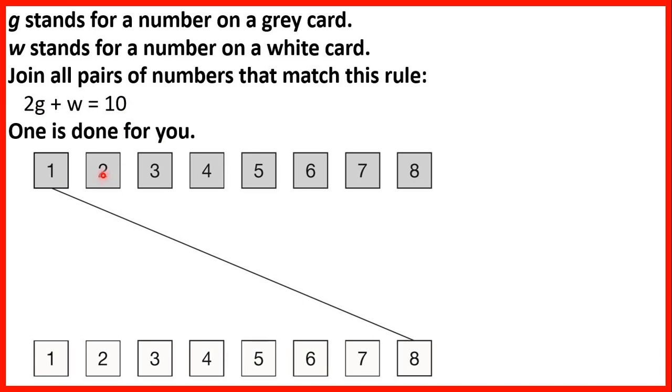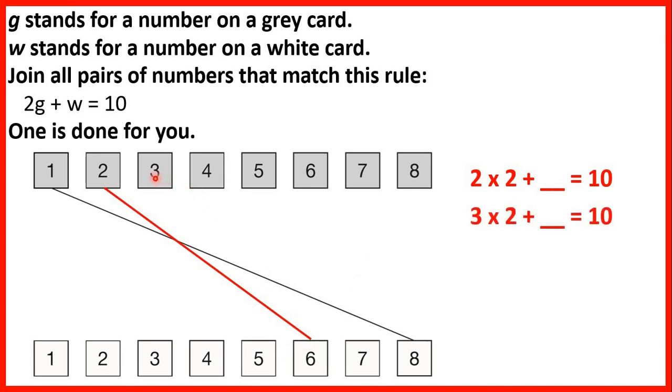So now let's see if we can match the number 2 on the grey card. So that gives us 2 times 2 plus w equals 10. 2 times 2 is 4, so the white card will need to be 6. And if we look at the number 3 for the grey card, then we have 2 times 3, or 3 times 2, so that's 6, and 6 plus 4 is 10.